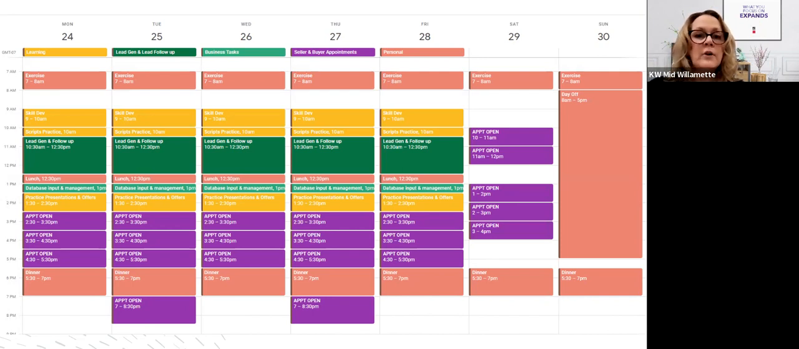For me, the color coding really helps because I can look right at the calendar and know exactly what that activity is based on the color. If you look at the very top, it says learning, lead gen, lead follow-up, business tasks, seller buyer appointments, and personal. I made personal pink because I'm female. You can make personal whatever color you want.